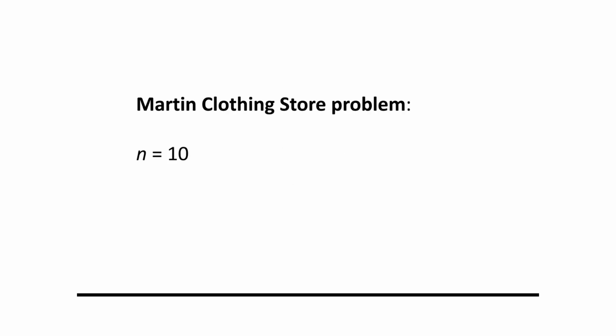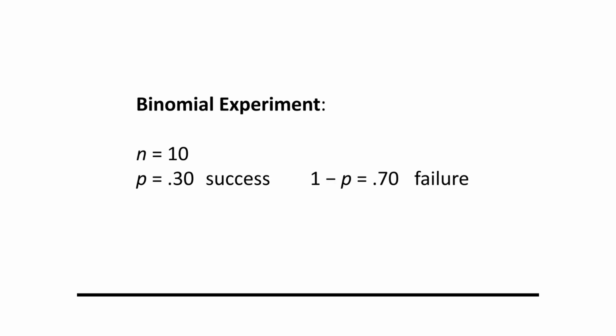In the version of the Martin closing store problem we're looking at, the manager forecasts 10 customers to enter the store in the next hour, and the manager estimates that the probability that any one customer will make a purchase is 0.30. So we are looking at a binomial experiment involving the sequence of decisions made by 10 customers to purchase or not. It is a sequence of 10 identical trials, one trial or purchase decision for each of the 10 customers that will enter the store in the next hour.